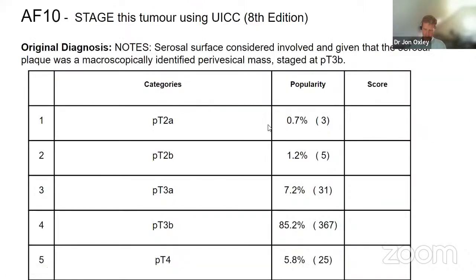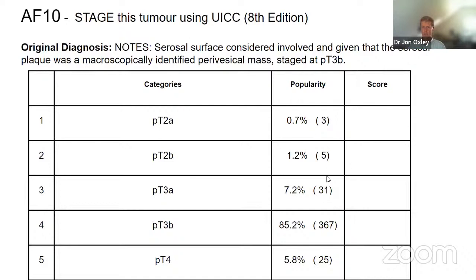Then we were asked to stage this tumor. And we were told that serosal surface was involved, and given that a serosal plaque was macroscopically identified, staged as PT3. That's the original diagnosis. And you can see that the majority of people came in at the 3B thing. Now, PT4 doesn't apply in uropath. This is more for colorectal tumors which involve the serosa, which are staged as PT4. So we don't actually use that. I mean, it seems a logical stage to use, but it's not actually used in uropath.